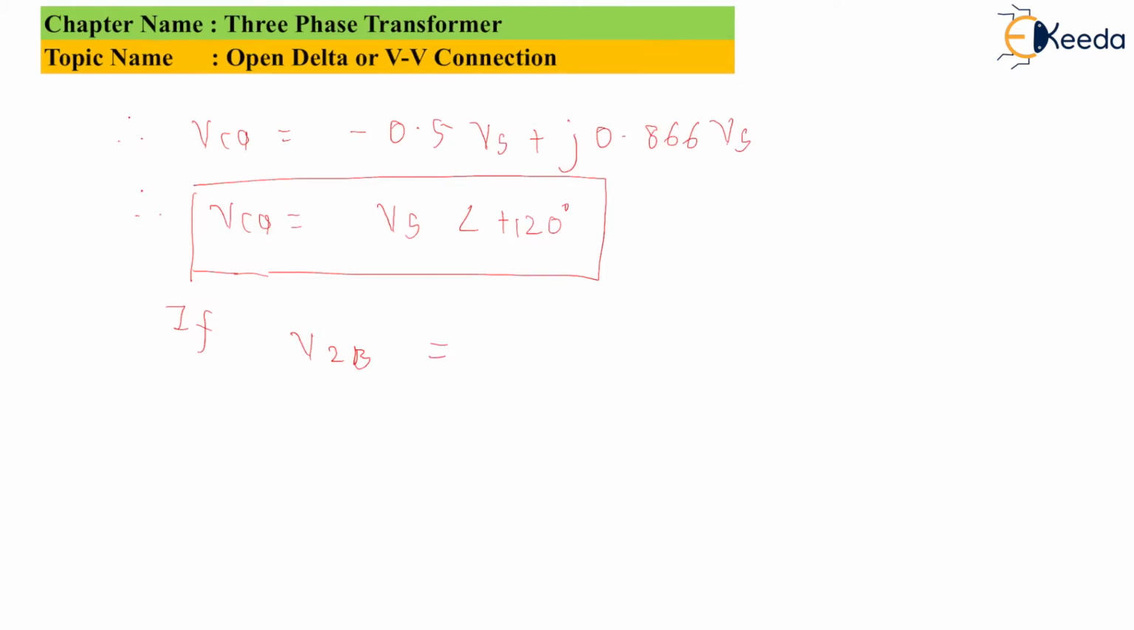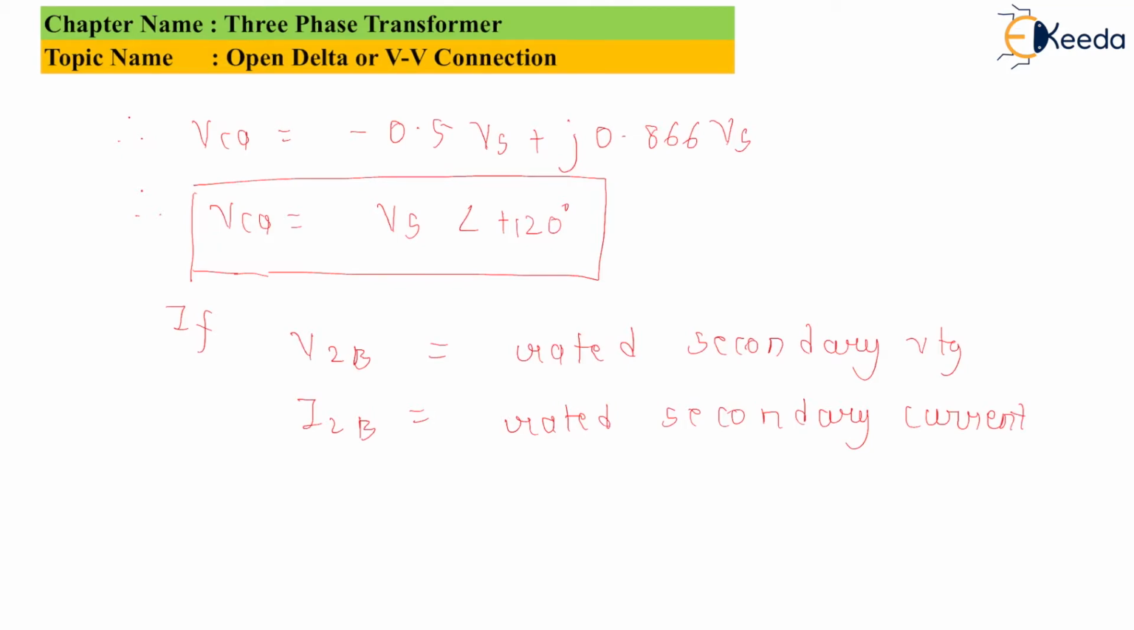Now let us consider that V2B is equal to the rated secondary voltage and I2B is equal to the rated secondary current. Therefore, in this case, the line current to the load of the closed delta system is root 3 I2B. So root 3 I2B is equal to the line current to the load of the closed delta system.